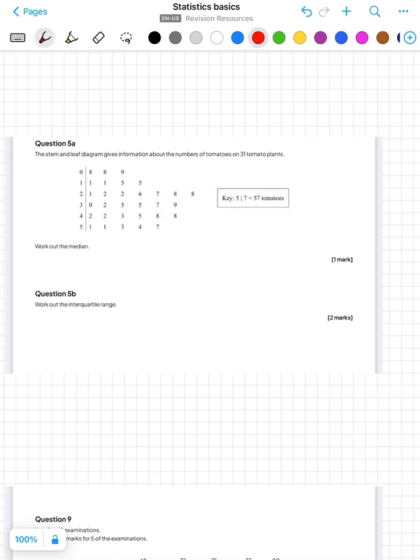And you also need to always remember to draw in a key to represent. So this is an ordered diagram. It will start with the lowest value and it will end with the highest.